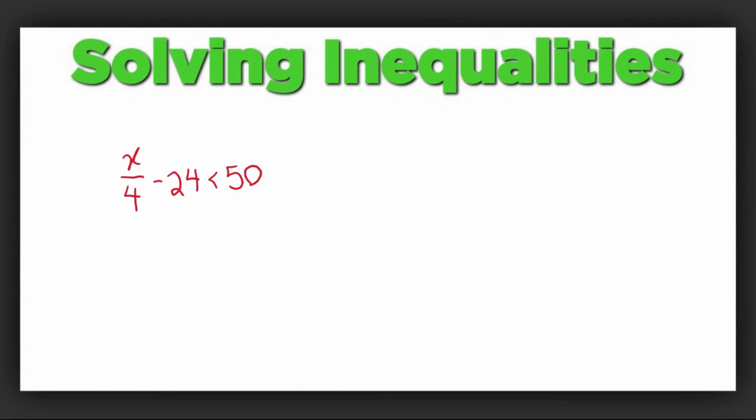For this last example, we have x divided by 4 minus 24 is less than 50. First, we are going to remove 24. To do this, we are going to write x divided by 4 minus 24 plus 24, that is the inverse operation, is less than 50 plus 24. Now we are going to simplify it even more.